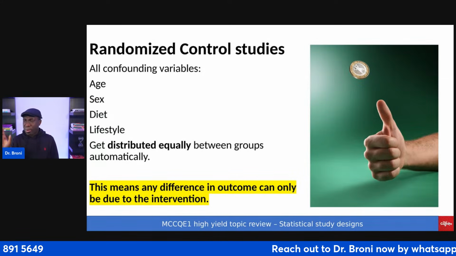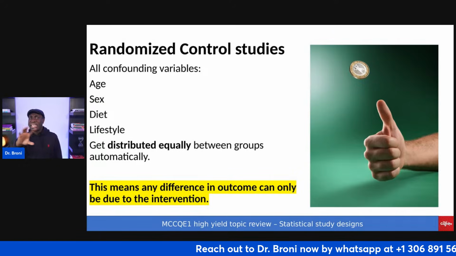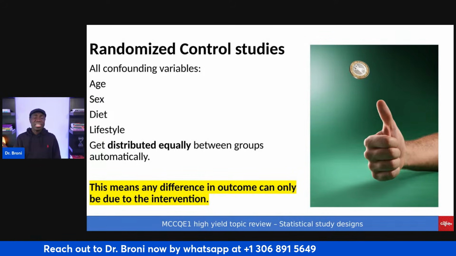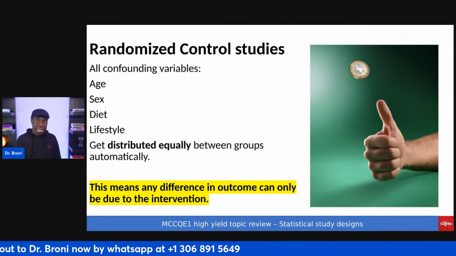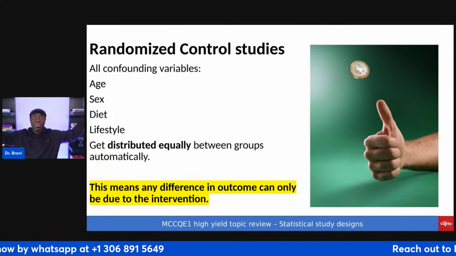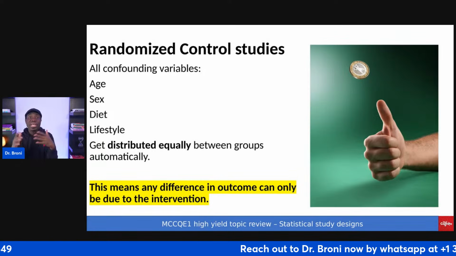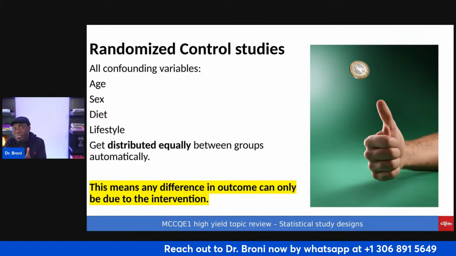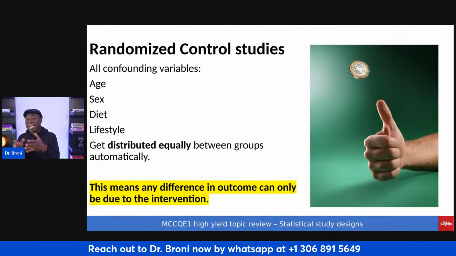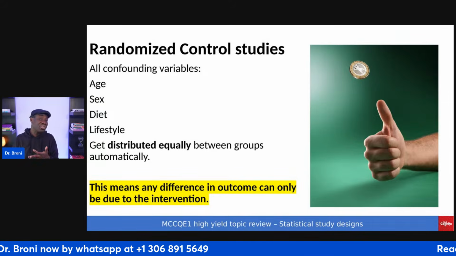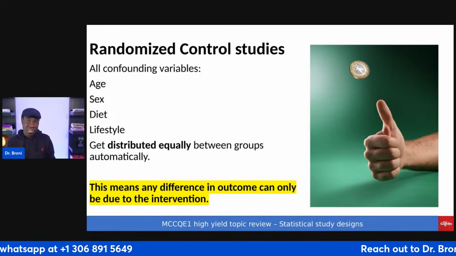All confounding variables, whether age, remember we didn't select anybody according to age, sex, diet, lifestyle, they are distributed randomly. And if it's a very large group of people, by the end of the randomized control trial, they would have been distributed equally. This means any difference in the outcome can only be due to the intervention which was put in. And the intervention can be a medication, a surgery, a procedure, something like that.